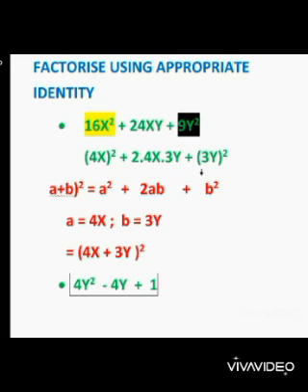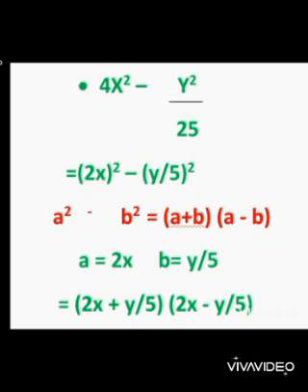Now next one, next example, I will explain to you. 4y square minus 4y plus 1. Here the first term is a perfect square 4y square, and the last term is also a perfect square. So the middle term you are getting here is minus. If the middle term is minus, then you have to write it in the identity a minus b whole square. In the first sum you have the middle term as plus, so you are writing it in a plus b whole square form. Here the middle term is minus, so you have to write it in a minus b whole square form. So try this sum on your own.